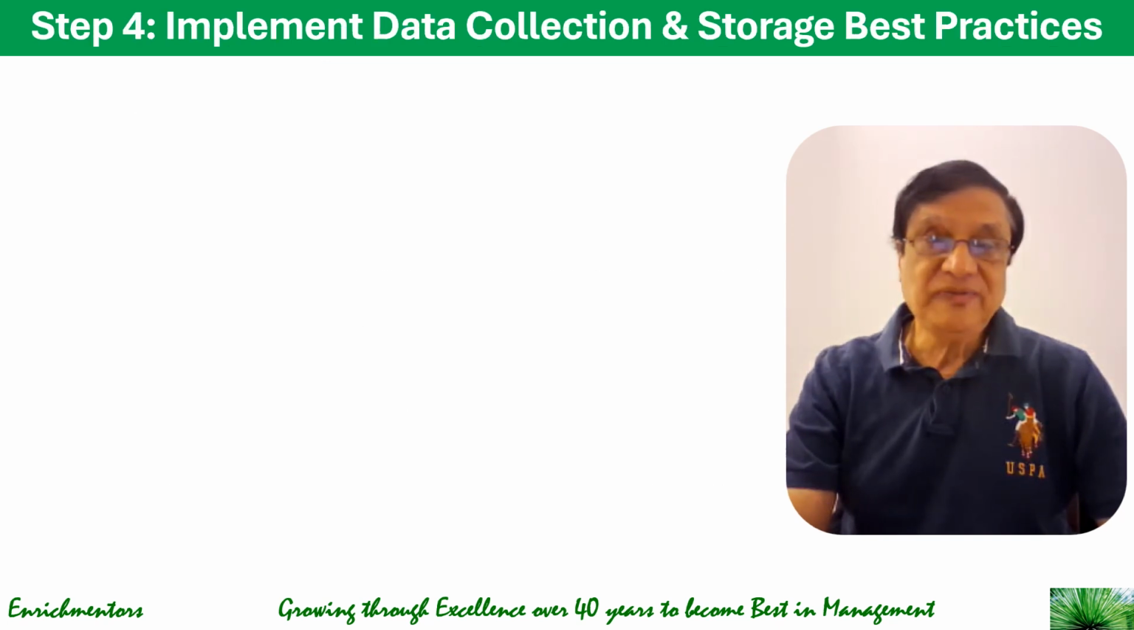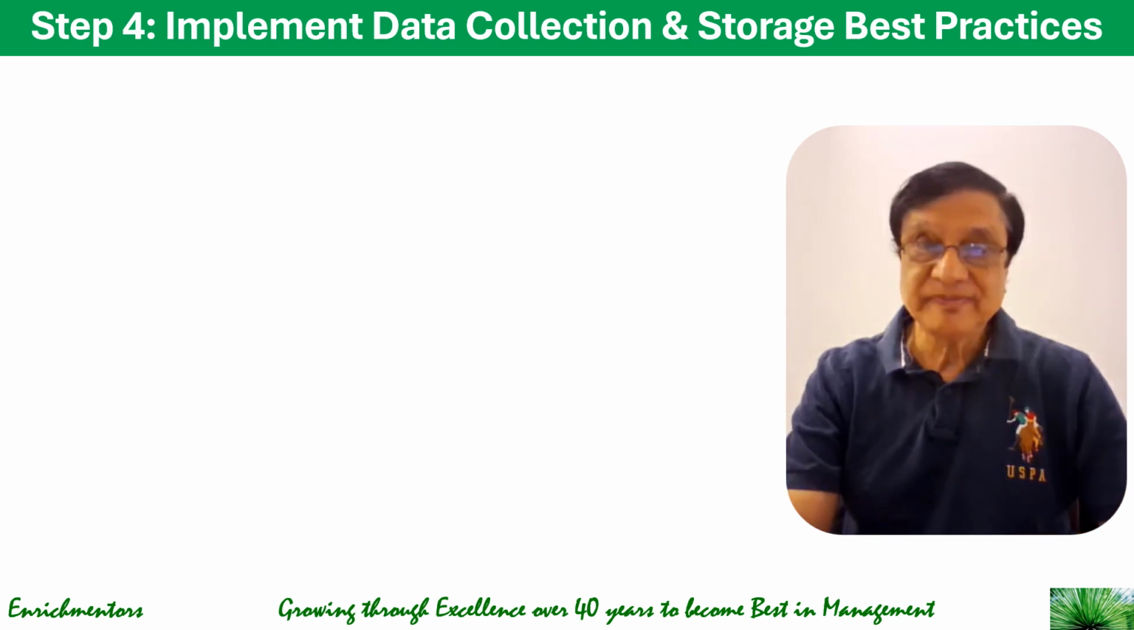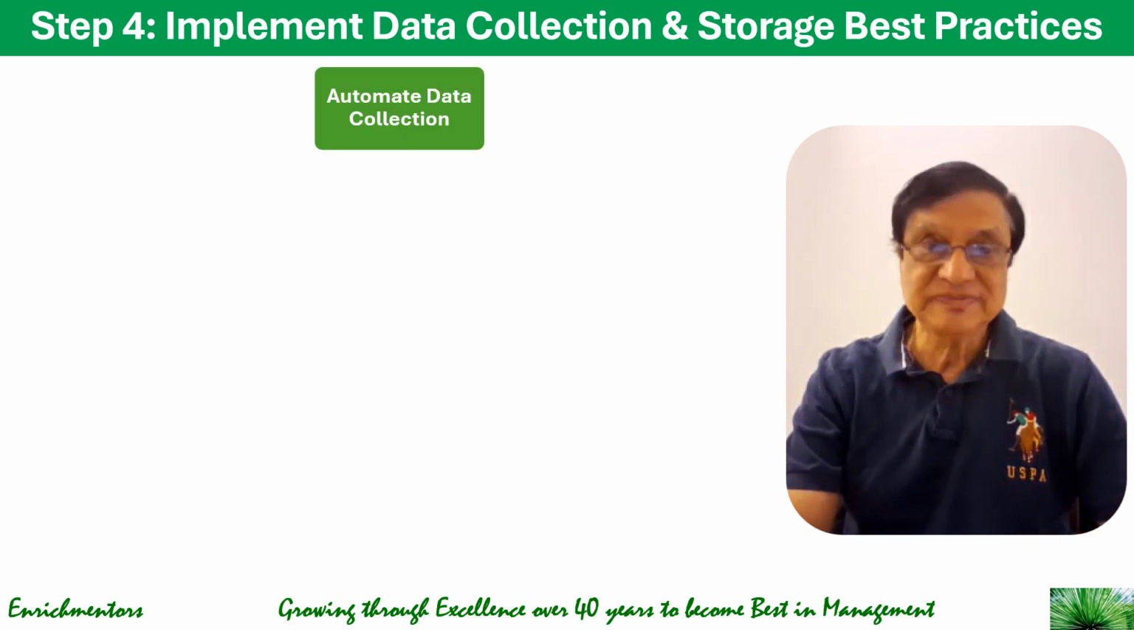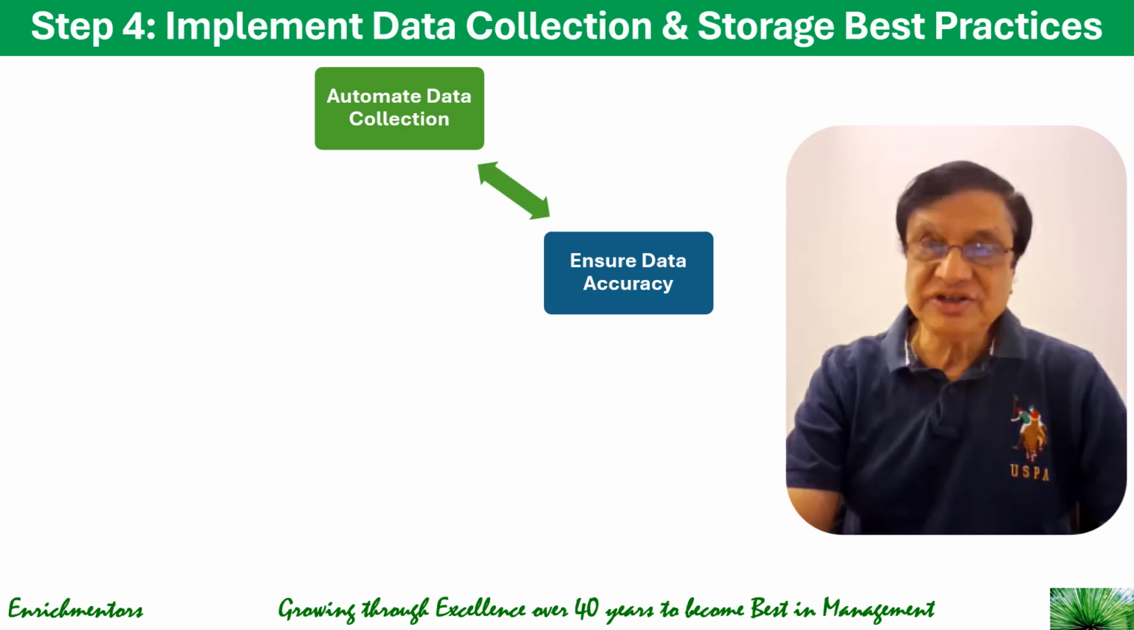Then the fourth step would be to implement data collection and storage best practices. What are the key best practices? The first one is automatic data collection, in which you use APIs, ETL pipelines, and IoT sensors to automatically collect data. Then you need to ensure data accuracy by using validation rules and error-checking mechanisms.